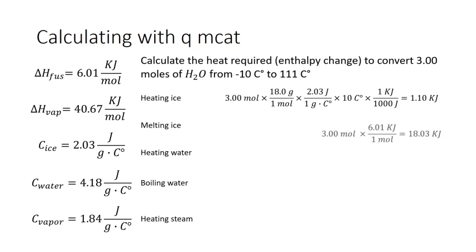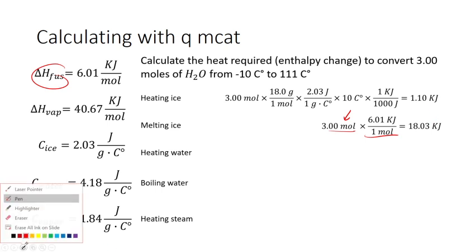We then melt it, right? For this, we don't even have to convert to grams because our heat of fusion is in kilojoules per mole. Great, that's really easy. We just multiply moles by kilojoules per mole, and we get a number of kilojoules. Fantastic. Very easy.